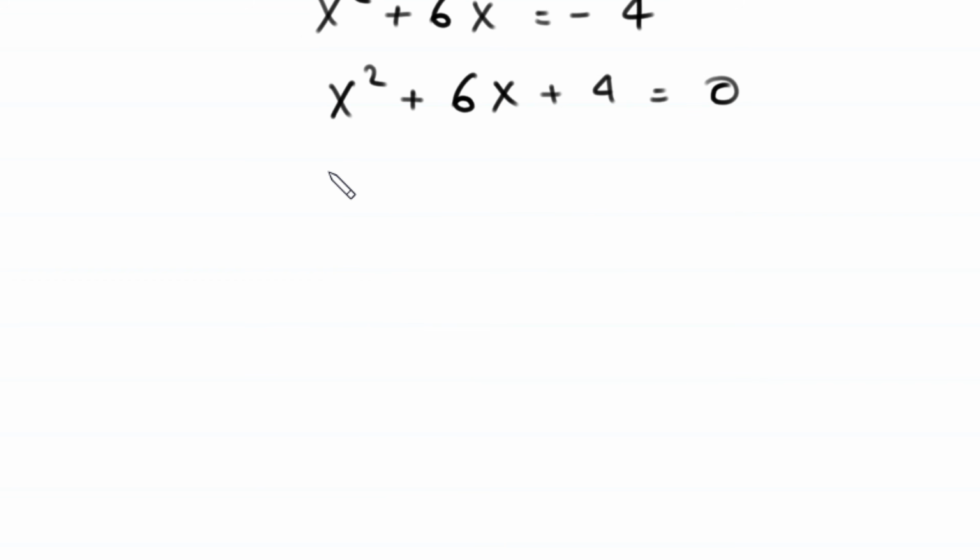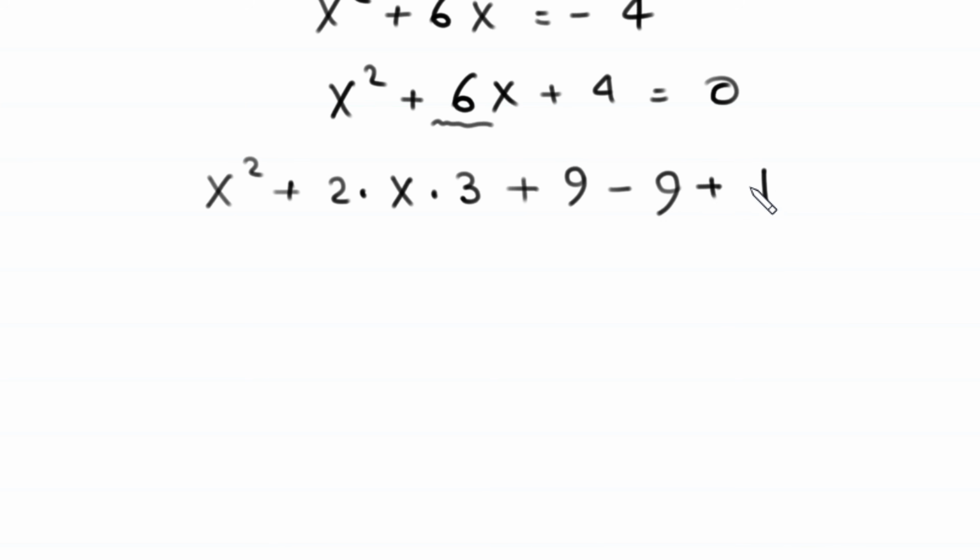Now this is a quadratic equation and is not factorable, so we solve it by the completing the square method. We write this x squared and write this 6 times x as plus 2 times x times 3. To complete the square, we add here 3 squared, that is 9, and we also subtract 9. This plus 4 remains the same, plus 4 equal to 0.